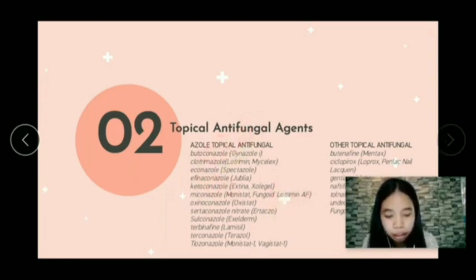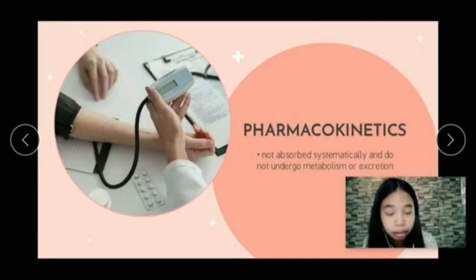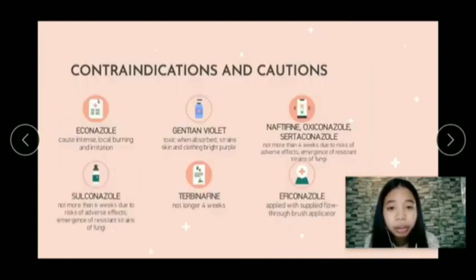Let's go back to the illustration earlier to understand how this works. The topical antifungal drugs work to alter the cell permeability of the fungus, causing prevention of replication and eventually fungal death. As I mentioned earlier, topical drugs are not absorbed systemically. So basically, these drugs do not undergo metabolism or excretion in the body, and because of this, contraindications are limited to a known allergy to any of these drugs and open lesions.